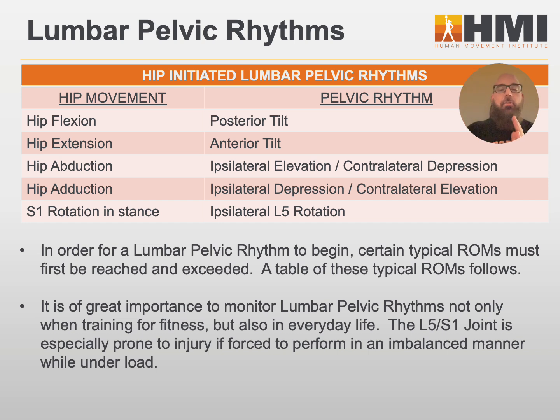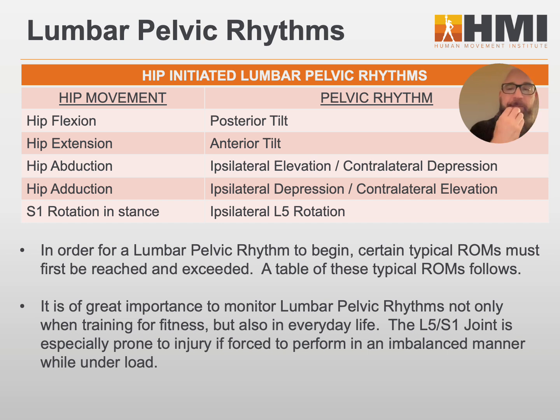And then hip adduction, back to the midline. Think about bringing your leg all the way across the midline. You're going to get the opposite: ipsilateral depression, same side depression, and opposite side elevation. And then if we rotate the hips, so think about just doing little hip circles, L5 is also going to rotate in the same direction. So we call that ipsilateral rotation.